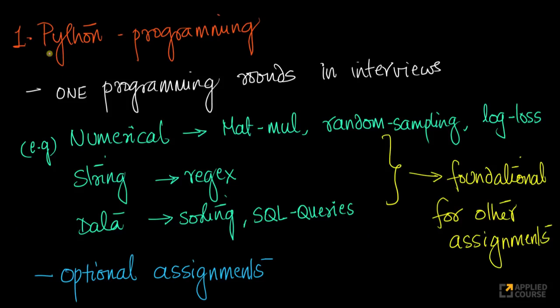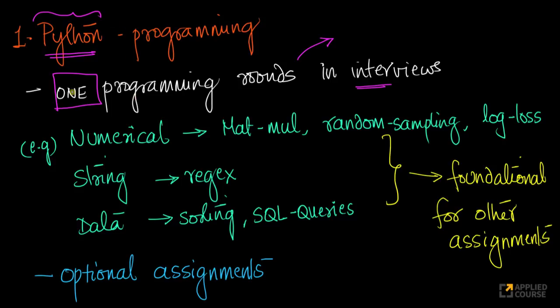Let's take the first type of assignments. The first type of assignments are Python programming assignments. The reason we have these assignments is because in any interview related to data science or machine learning, you will have 1 round of programming interviews. This round basically tests if you can actually program in any major programming language, preferably Python. The reason we focus so much on Python is because it's the most widely used language for data science and machine learning and even deep learning.